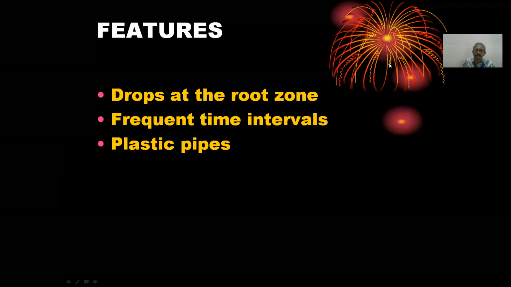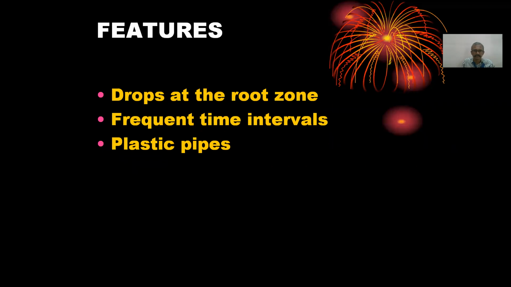In this class, we will see about drip irrigation components. Basically, all of us know that drip irrigation is an irrigation type in which water is applied as drops at the root zone, and water application is done at frequent time intervals, and water is carried through plastic pipes.